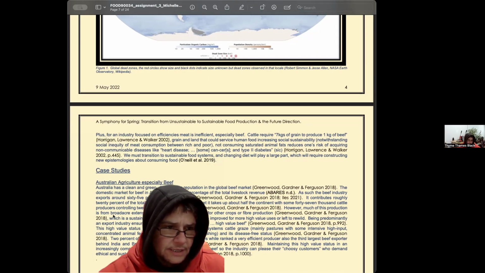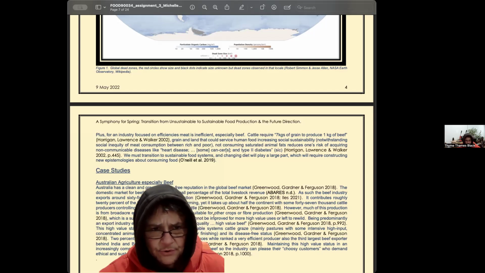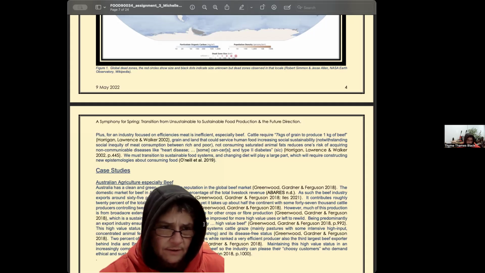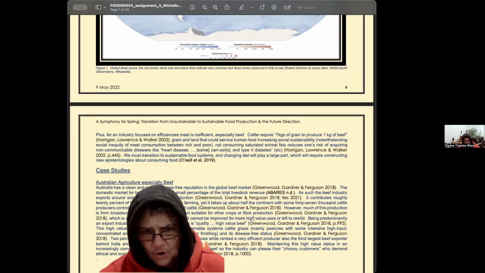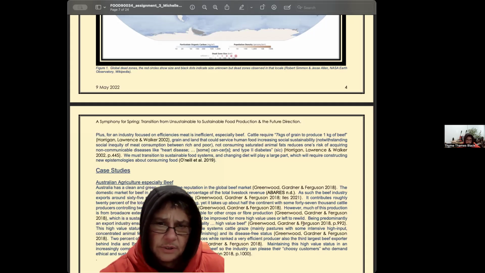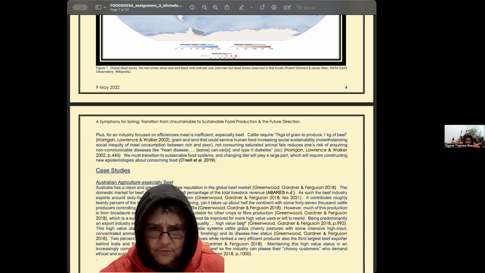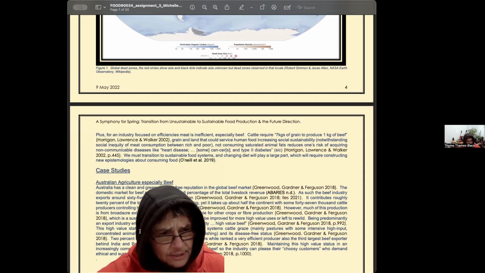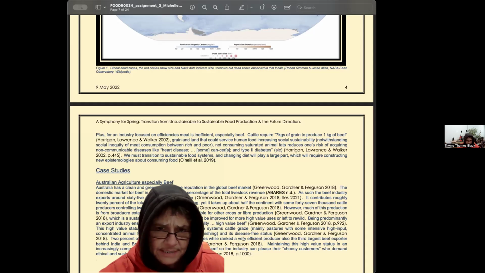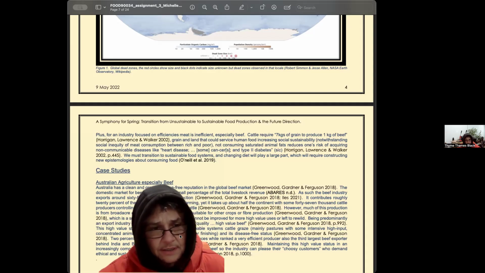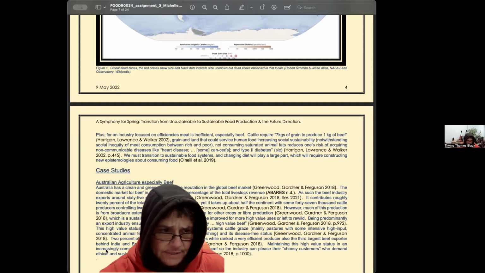However, much of this production is from broadacre, extensive rangelands, land not suitable for other crops or fibre production (Greenwood, Gardner, and Ferguson, 2018), which is a sustainable use of that land if it cannot be improved for more high-value uses or left to rewild. Being predominantly an export industry ensures Australia's production is quality, high-value beef (page 992). This high-value status is derived from the sustainable systems cattle graze, mainly pastures with some intensive high-input concentrated animal feeding operations, CAFOs, for finishing, and its disease-free status.